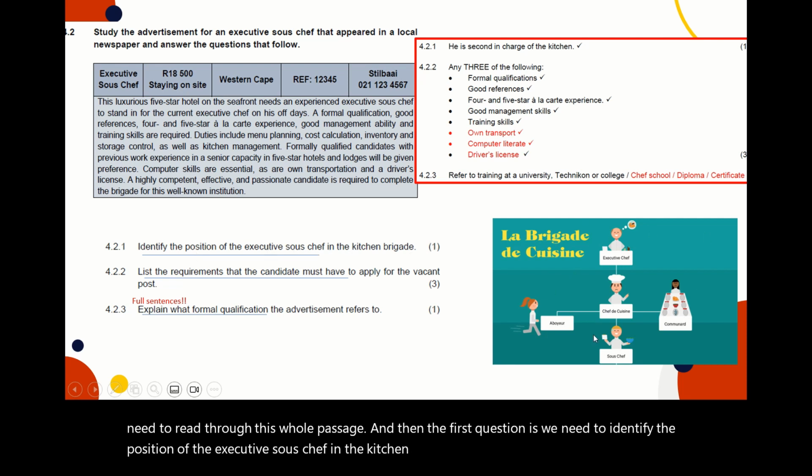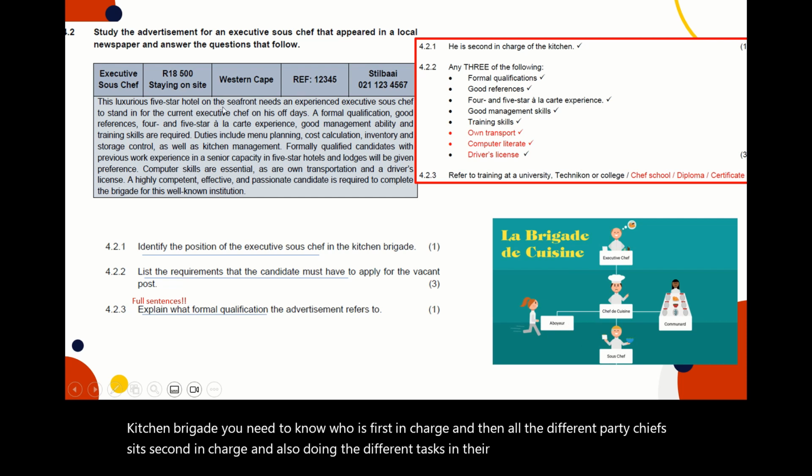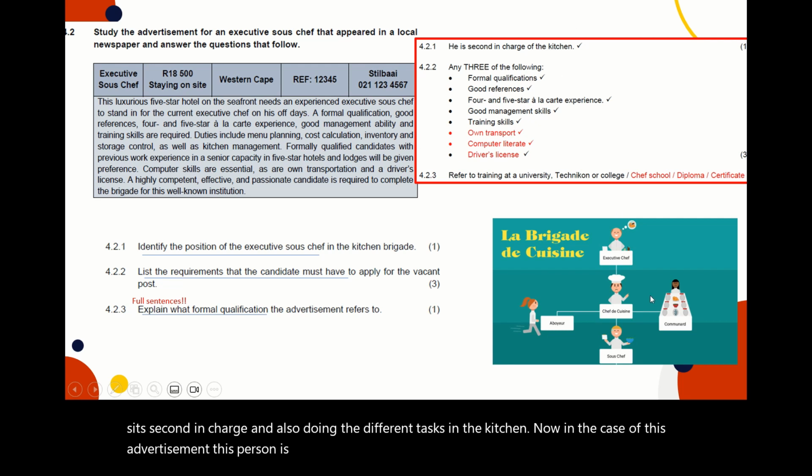Over here is an example of a kitchen brigade. You need to know who is first in charge, and then all the different partie chefs that's second in charge, and also doing the different tasks in the kitchen. Now, in the case of this advertisement, this person is second in charge in the kitchen. This is known as the sous chef.